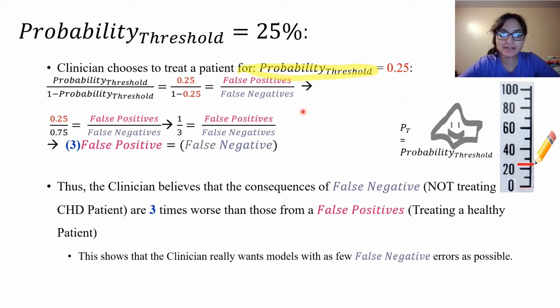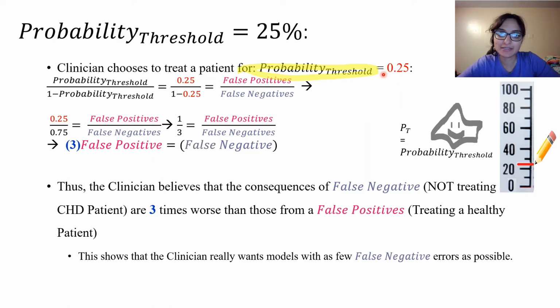So then based on this weighting, a probability threshold over 1 minus probability threshold, so PT over 1 minus PT, then what we're going to see is that it's 0.25 over 1 minus 0.25. From the equation I showed you, this is just the same as false positives over false negatives. That's how you can interpret it.